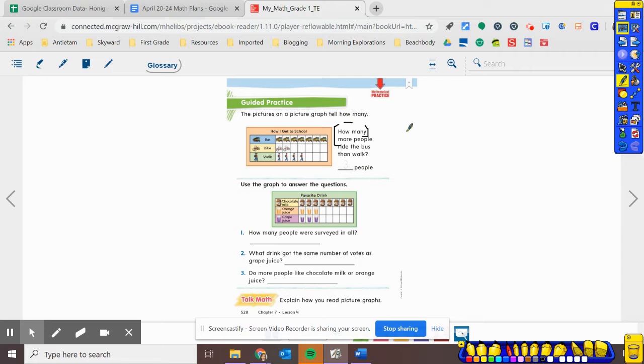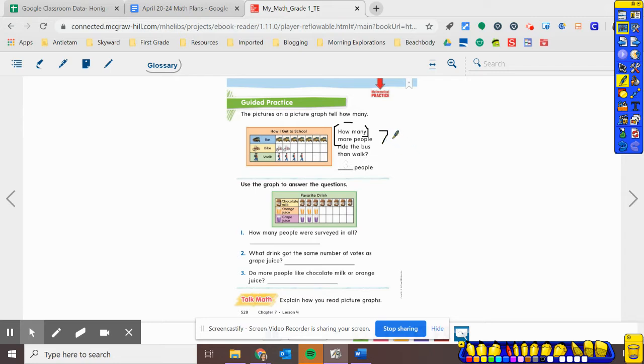So we're going to write a subtraction sentence. Now we need to figure out, okay, what are the numbers that we need? So how many more people ride the bus than walk? So let's see, how many people ride the bus? Count up how many people ride the bus. Okay, let's see. Ready? Count with me. 1, 2, 3, 4, 5, 6, 7. So 7. We're going to write 7 over here.